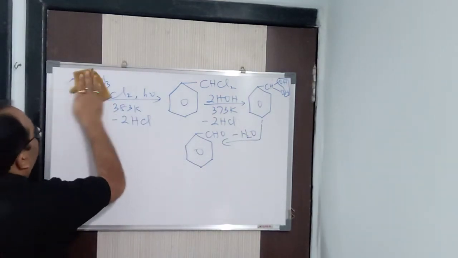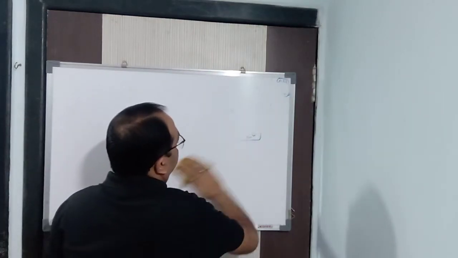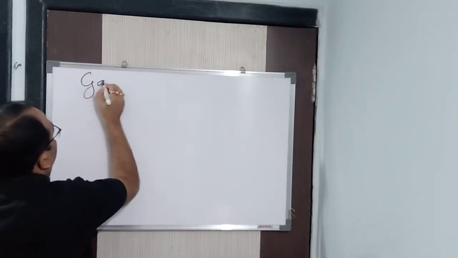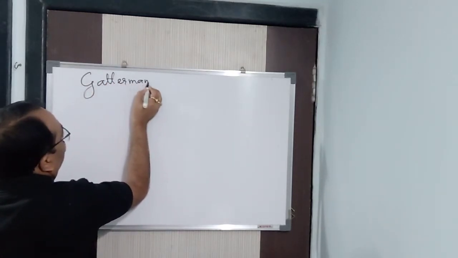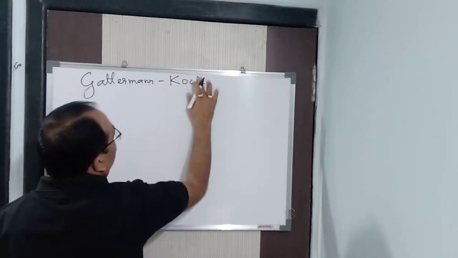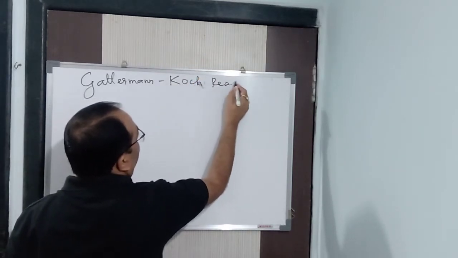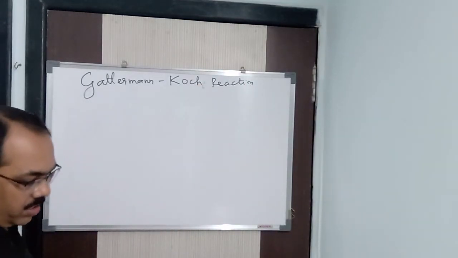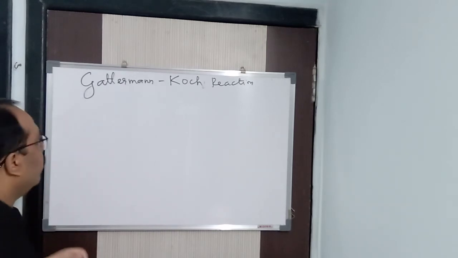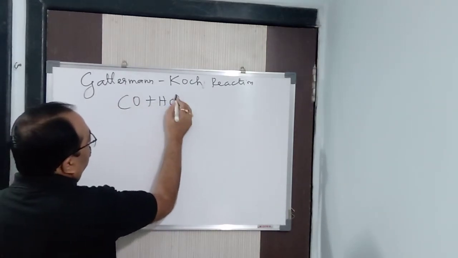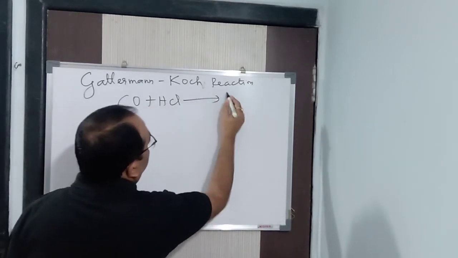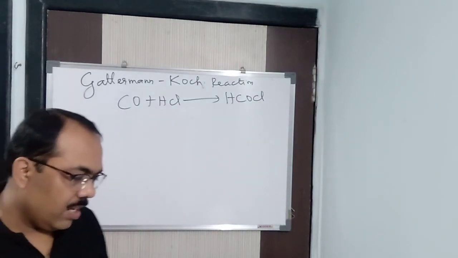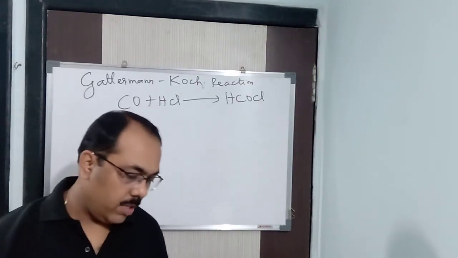Now, after that, the next reaction is the Gattermann-Koch reaction. G-A-T-T-E-R-M-A-N-N, Gattermann-Koch reaction, we can say that. Now, what is this reaction? Here we need to start from carbon monoxide and HCl. You know, it is an unstable reactant, so it is going to form formyl chloride, HCOCl, which is another unstable product.